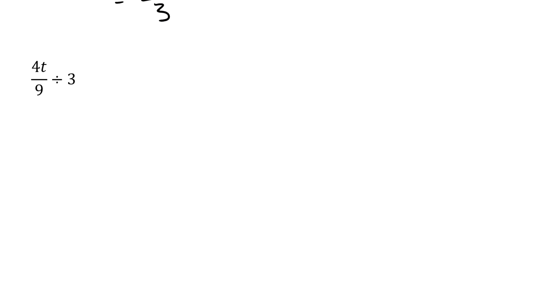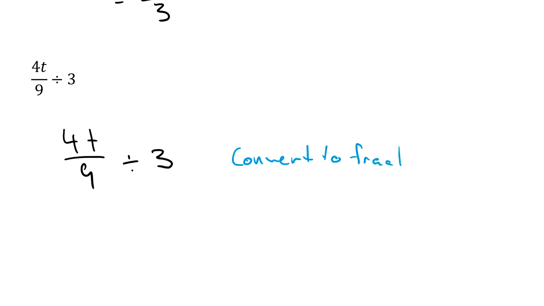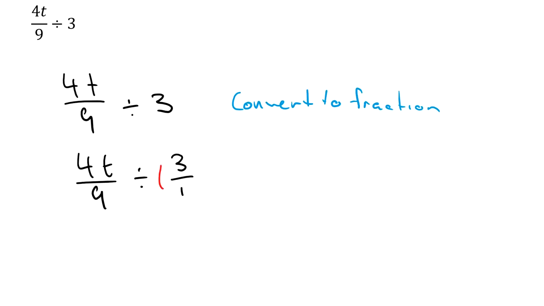Alright, last one. Now we're looking at something where we have a 3. Now an easy way to do this is we go 4t over 9 divided by 3. I'm going to convert that 3 into a fraction. So what I mean by that is we're going to have 4t over 9 divided by 3 over 1. Now, remember, we need to find our reciprocal, so we're going to flip this. And we get 4t over 9 times 1 over 3 now.